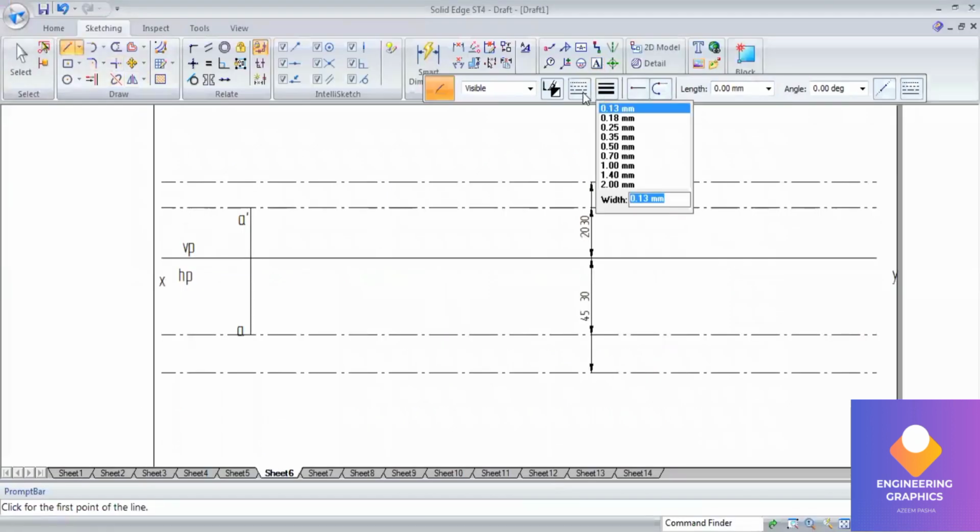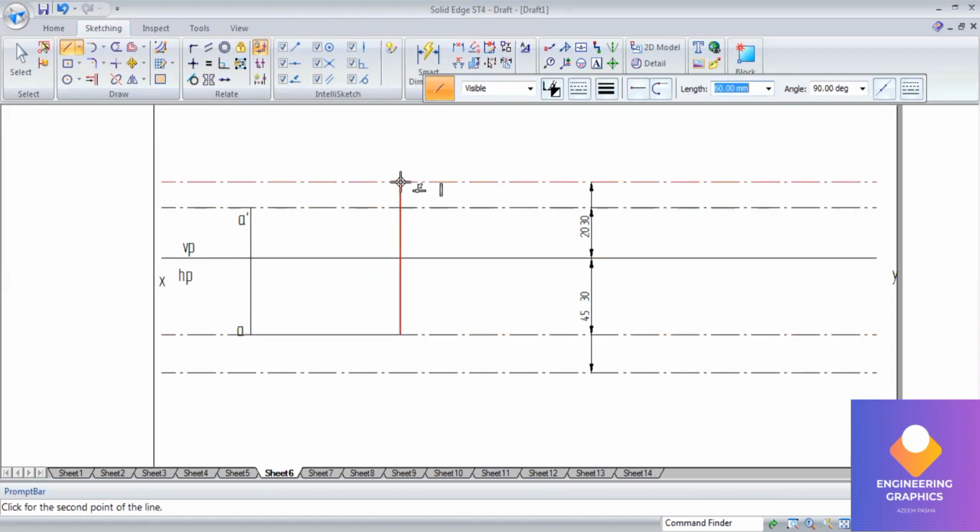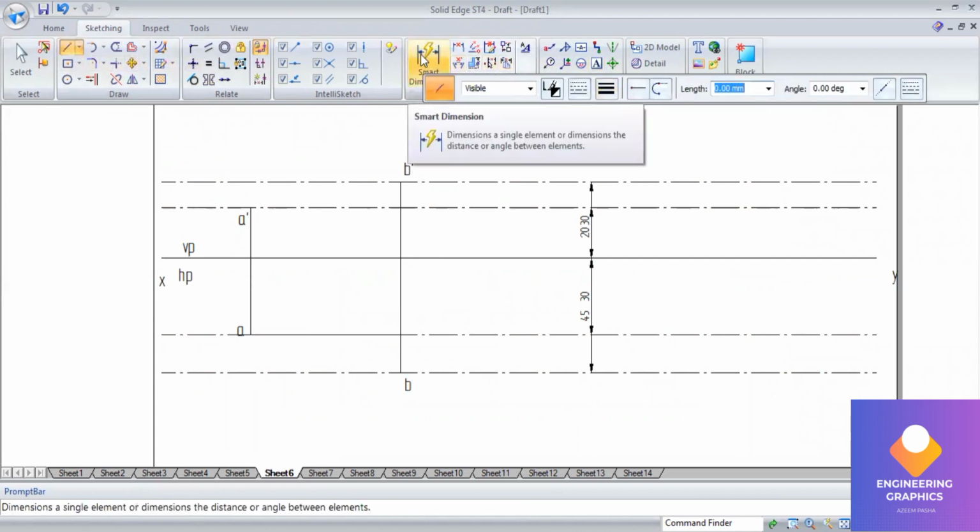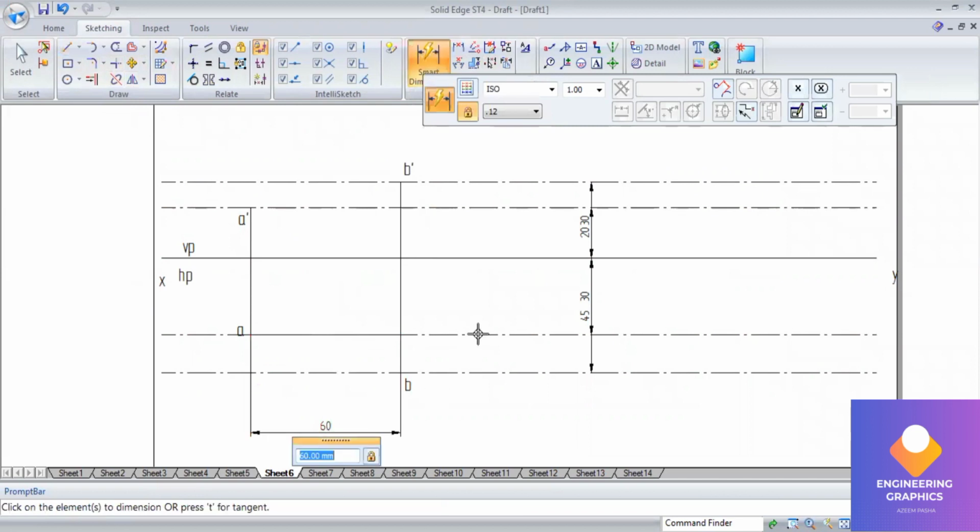Here the end projector distance between the end projectors of the line, I will take randomly. I will take 60. Then I will draw the projection lines upward and downward. By doing this, we get the end points B dash and B. This is your point B and this is B dash. Now we join with the thick line. You can show the end projector distance 60 mm, which I have assumed.